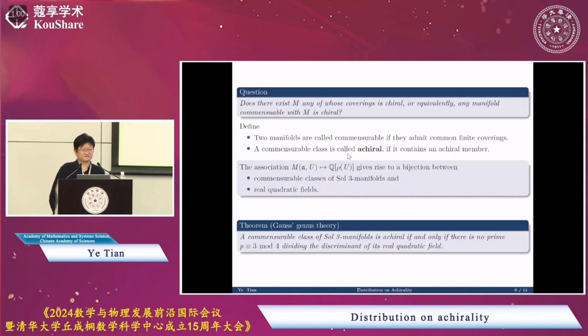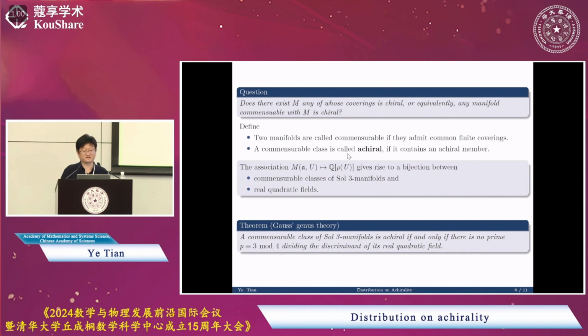Now the second question. Does there exist a manifold of dimension 3, such that any of its coverings is chiral, or equivalently, any manifold comparable with M is chiral? We can use what we have said to start this question. Here, we introduce some definitions.